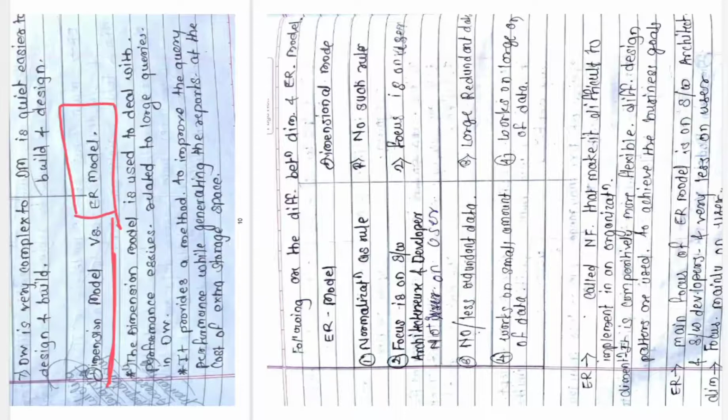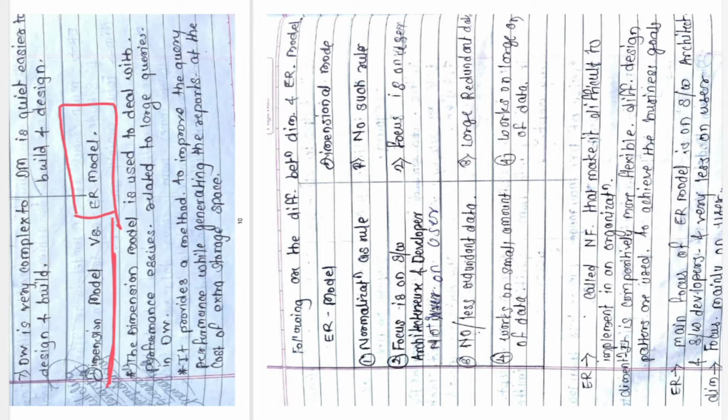We have already learned and coded the experiments for the ER model. ER model is the entity relationship model, and it talks about the relation between the entity and the attributes. That relation we represent in the ER model, and we use it for software purposes.